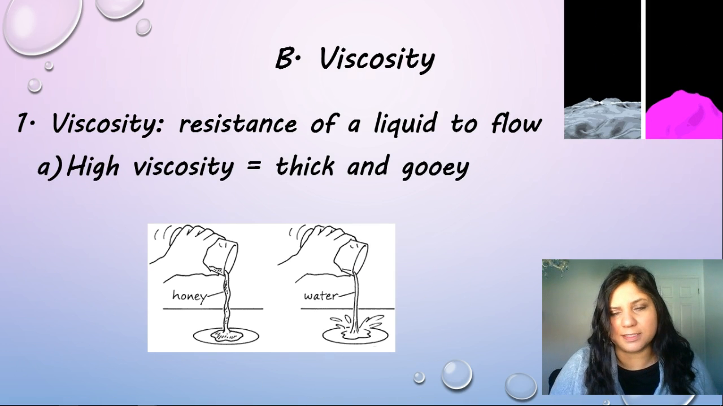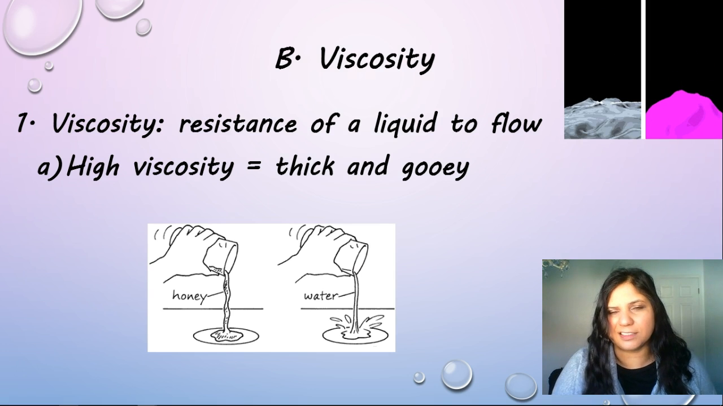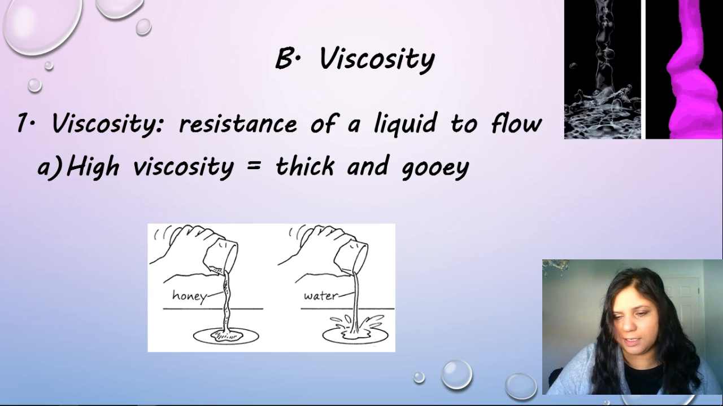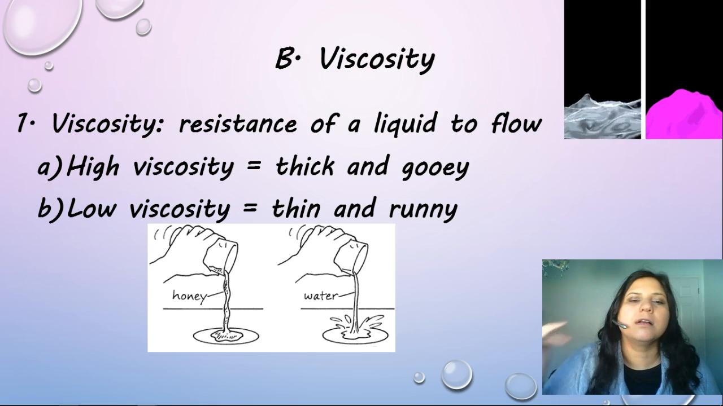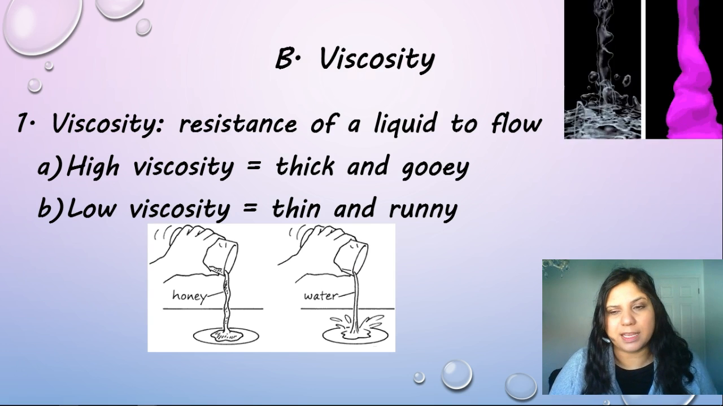If something is thick and gooey, like the purple substance in the upper right-hand corner of your screen, that has a high viscosity. It resists flow and it doesn't flow very nicely. It's kind of like getting ketchup out of a ketchup bottle. It's very hard to do that because ketchup has a pretty high viscosity. Something that has a low viscosity is something that's kind of thin as it pours out and runny.